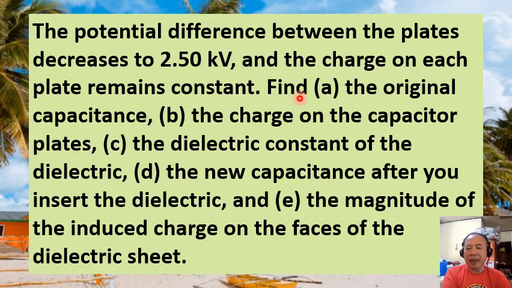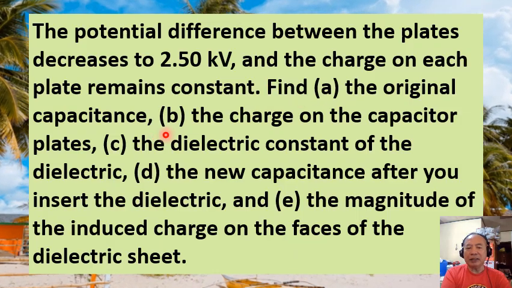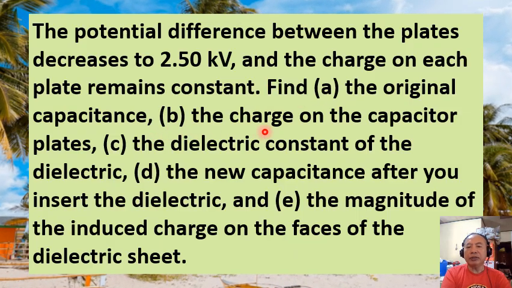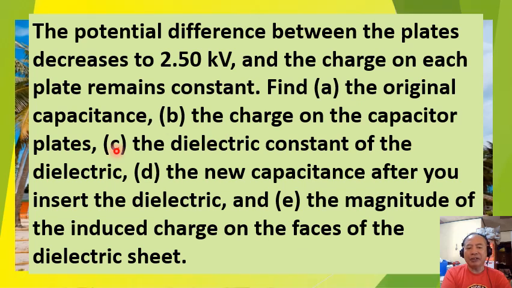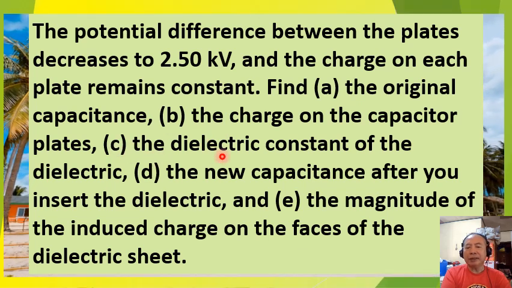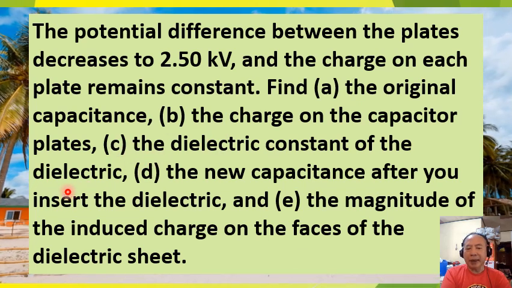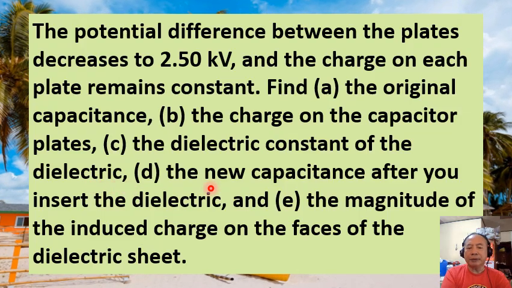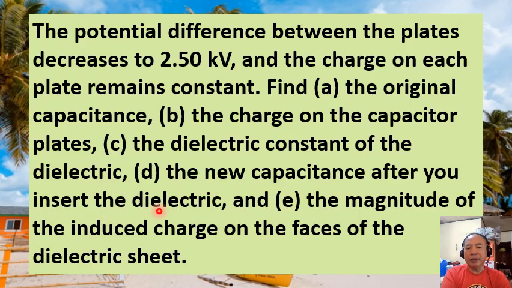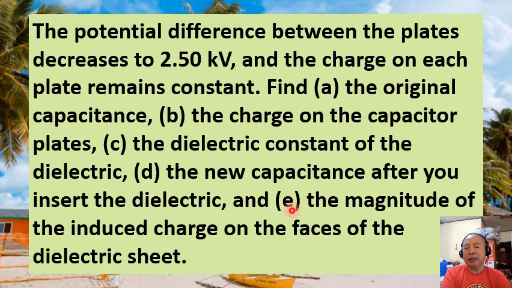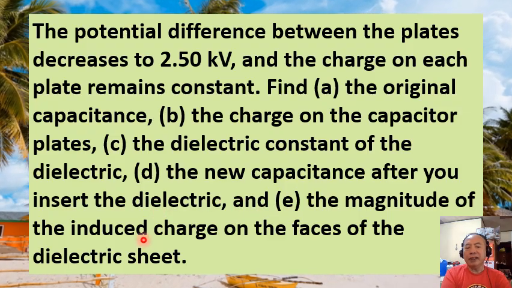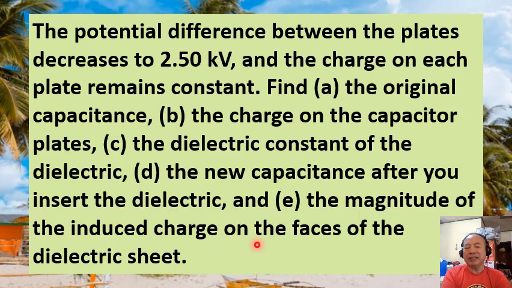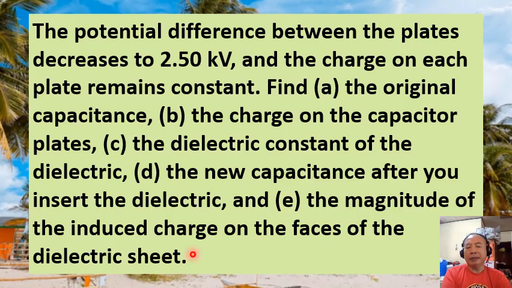Letter A, the original capacitance. Letter B, the charge on the capacitor plates. Letter C, the dielectric constant of the dielectric. Letter D, the new capacitance after you insert the dielectric. And E, the magnitude of the induced charge on the faces of the dielectric sheet.